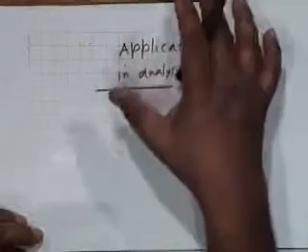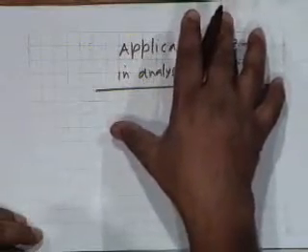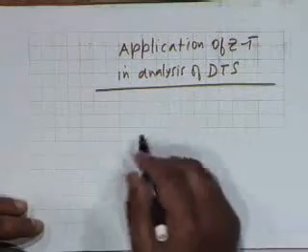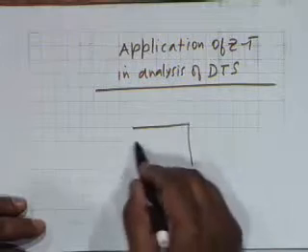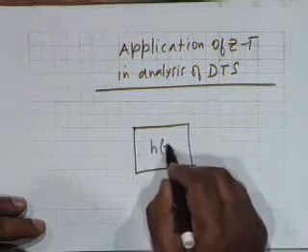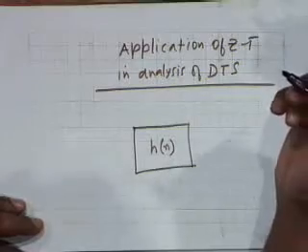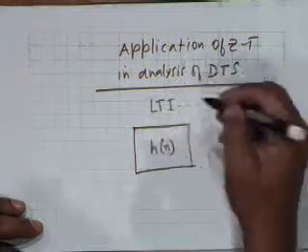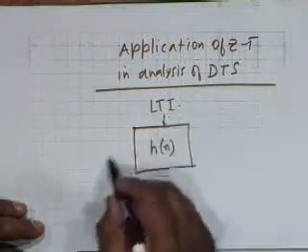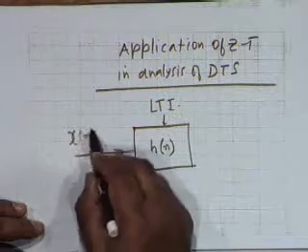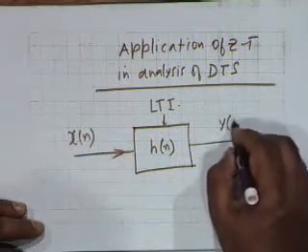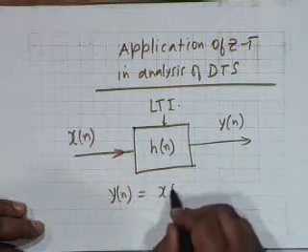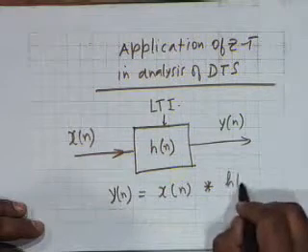The application aspect is very similar to the application of the discrete time Fourier transform, DTFT, to the analysis of linear systems. If we have a discrete time system characterized by h of n, obviously we assume that the system is LTI. Otherwise none of these things are applicable. We assume an LTI system which is fed by a sequence x of n and the sequence at the output is y of n, then y of n is the convolution of x of n with h of n.